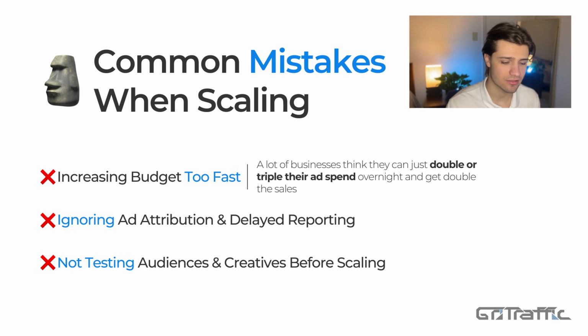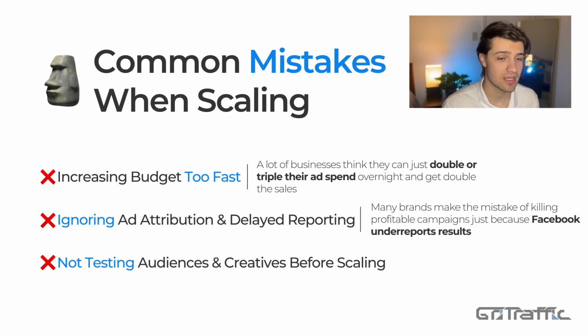The first mistake is increasing budget too fast. A lot of businesses think they can just double, triple their ad spend overnight and get the same double results. But that's not how the Facebook algorithm works, and when you scale too aggressively, Facebook struggles to find new quality customers, so your cost per purchase goes up, your ROAS drops, and you just end up paying way more per conversion than before.